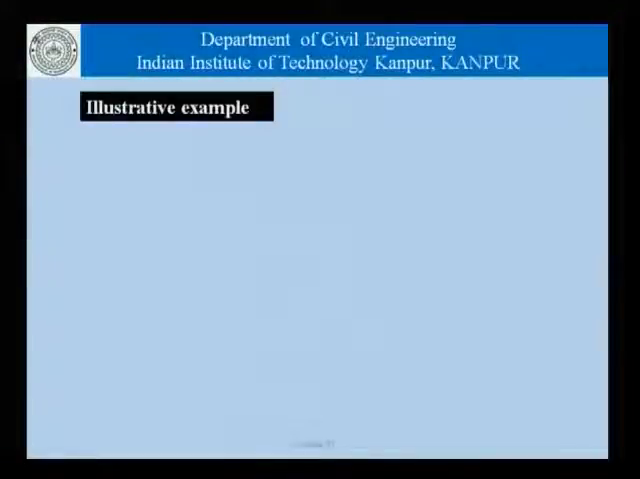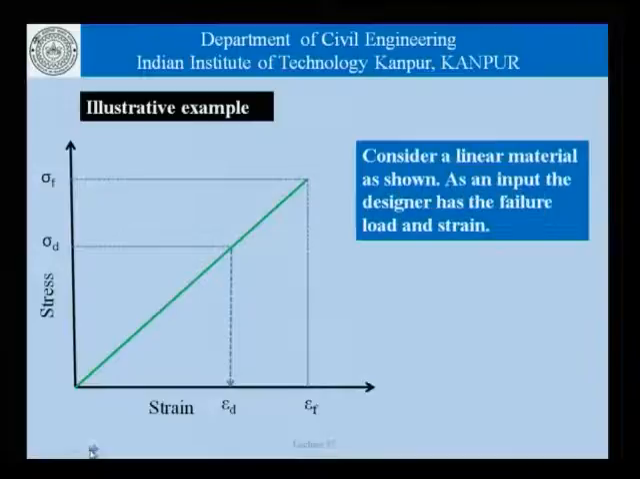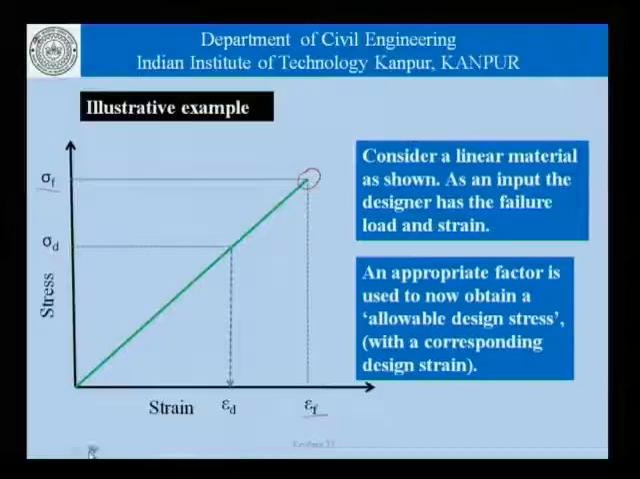Let's take an illustrative example as to how the design process really works. Here is the stress strain curve of a linear material, and as an input the designer has the failure values, the failure stress and the corresponding failure strain. Now what we really do is an appropriate factor is used to obtain an allowable design stress with a corresponding design strain. So for this failure stress, we reduce it and say that this is the permissible design stress, and for this permissible design stress, if we know the stress strain behavior of the material, we have the corresponding design strain.